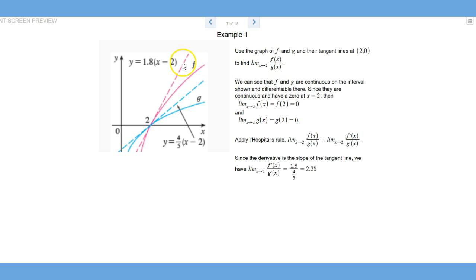So I don't know what f is. I don't know what g is. I know what their tangent lines are. Those are the dashed lines here in the graph. And so to use L'Hopital's, we need to make sure the conditions are met.